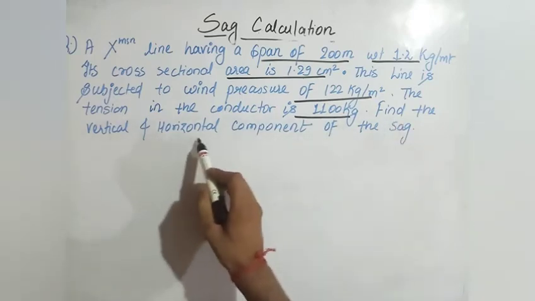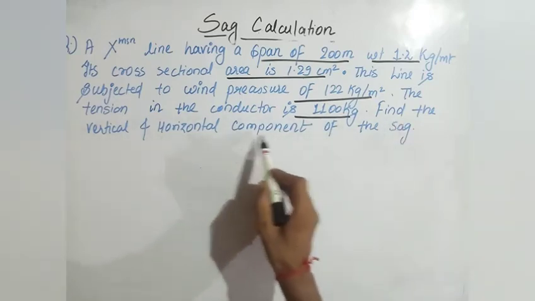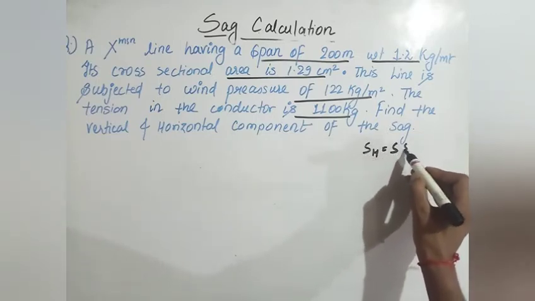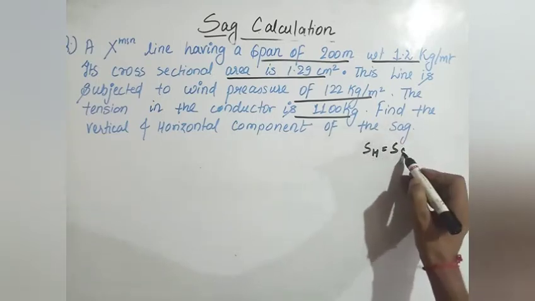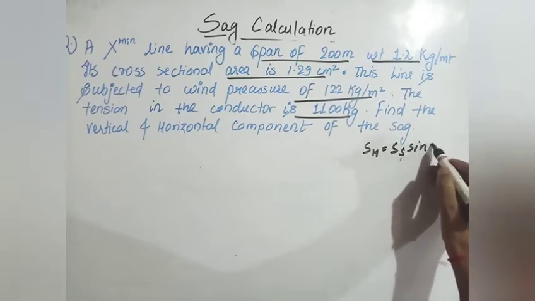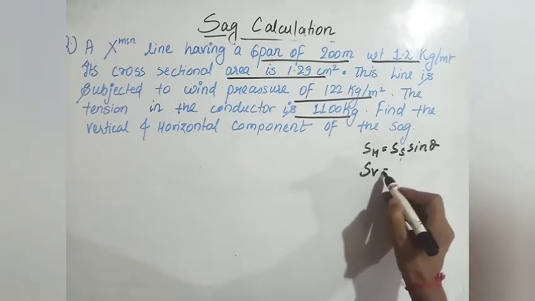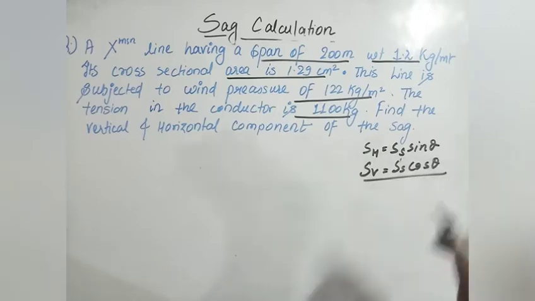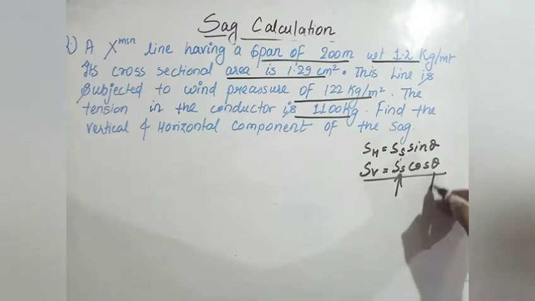Find the vertical and horizontal component of the sag. Horizontal sag, that is SH, is equal to slant sag into sine theta, and vertical sag is slant sag into cos theta. So we need to calculate this. First we need to calculate slant sag and theta.